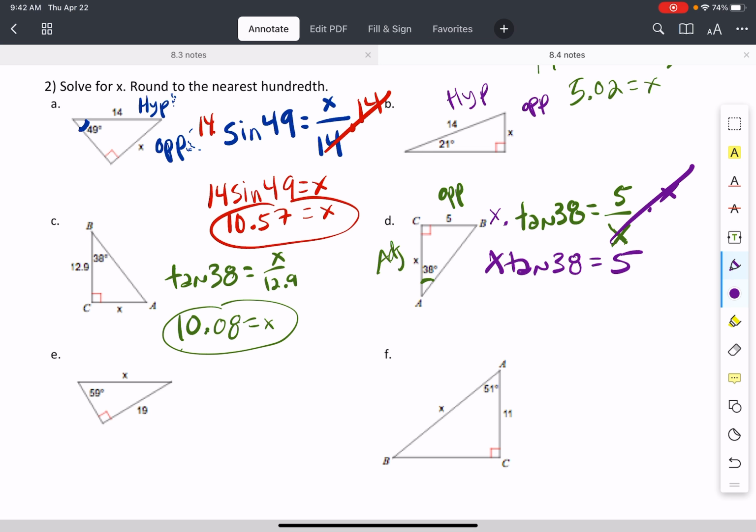Then I'm going to divide both sides by the tangent of 38 to get the x alone. So I know it looks weird, but we had to get the x out of the denominator first, and then we had to get the x alone.